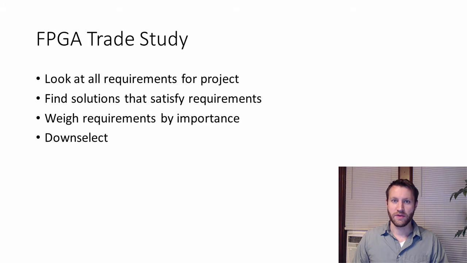weigh your requirements by importance. So if the most important thing is cost, that might make some choices be more appealing than others. If the most important requirement is a temperature requirement or a speed requirement or resources, you need to make that determination, and that's what's going to lead you to down select to an FPGA. So you will choose one FPGA at the end of this whole thing.